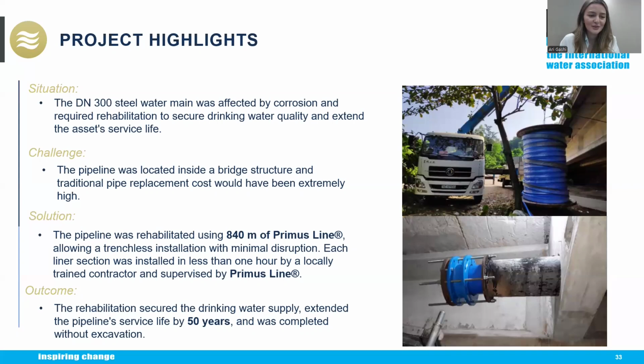So of course the solution was Primus Line, allowing a trenchless installation with minimal disruption. Each liner section was installed in less than 1 hour by a local trained contractor and supervised by Primus Line. And the outcome was that the rehabilitation secured the drinking water supply, and it extended the pipeline's service life by 50 years. And it also was completed without excavation.